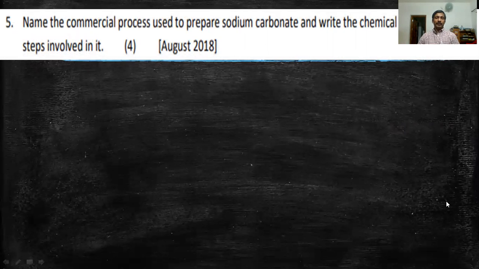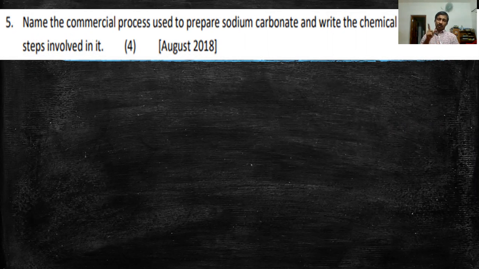Question number 5. Name the commercial process used to prepare sodium carbonate and write the chemical equations of the steps involved. The process is the Solvay process. You have to remember the name of the process. For the preparation of sodium carbonate, the process is the Solvay process. What are the steps involved?